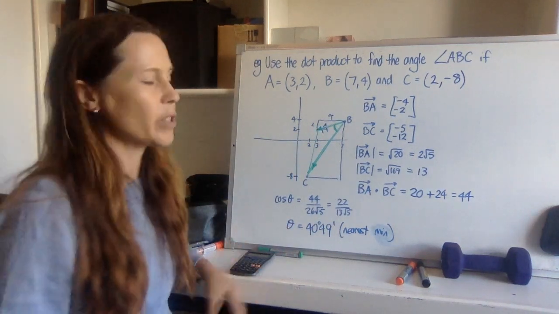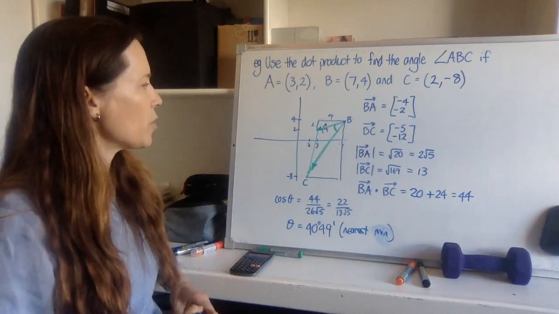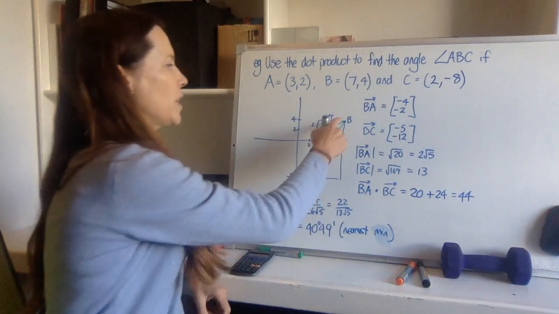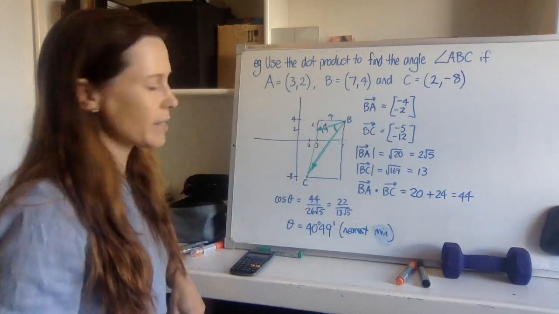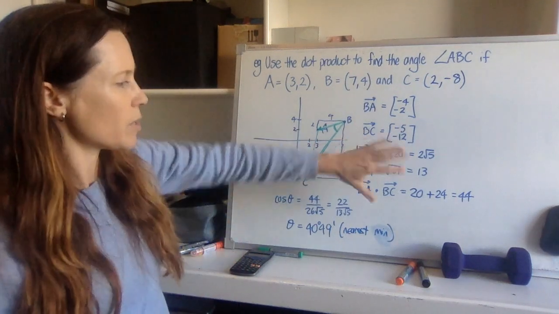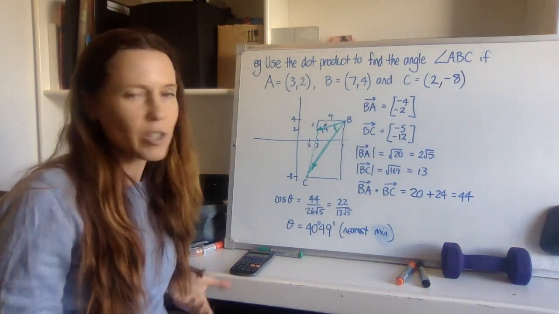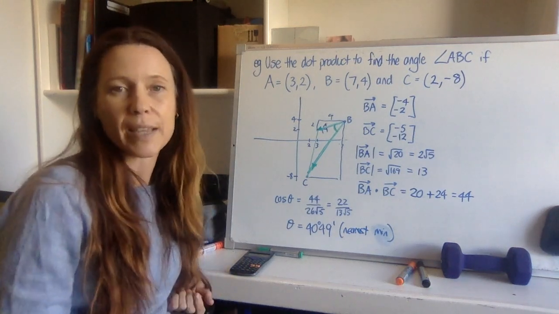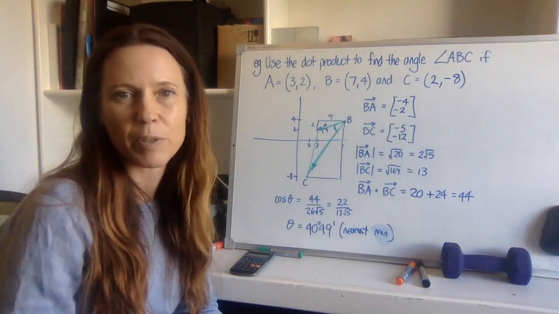Now, you'll notice that you don't need vectors to answer questions like this. We could have used the distance formula just to work out the distances of each of these lines here, and then we could have used the cosine rule. Why didn't we? Well, sometimes working with your vectors will actually be quicker and easier. And again, we're just learning another method to do the same thing so that we've got lots of tools in our toolkit and can pick the one that we want to use each time.